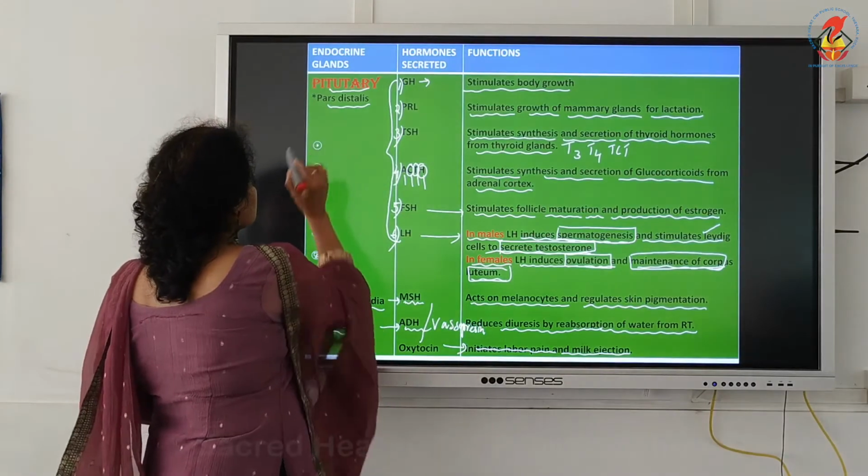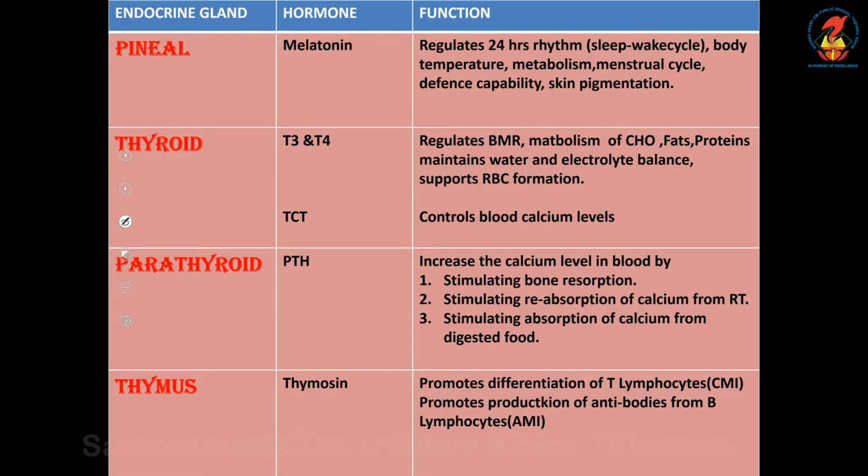Next, pineal gland. Pineal gland secretes the hormone melatonin. It regulates the 24-hour rhythm. To make it clear, the sleep-wake cycles. You know, you sleep and you wake up automatically.